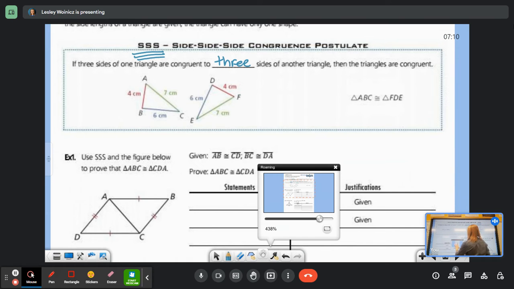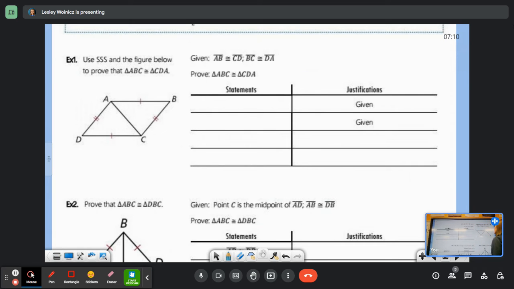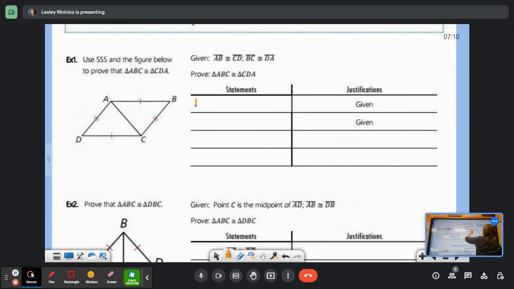So let's see how this works in a proof. We're going to use SSS, side, side, side, in the figure below to prove triangle ABC is congruent to triangle CDA. Okay, so first we're going to write down our given statements. We have been given some things, first of which is that segment AB is congruent to segment CD. Okay, that was given to us. AB and CD.